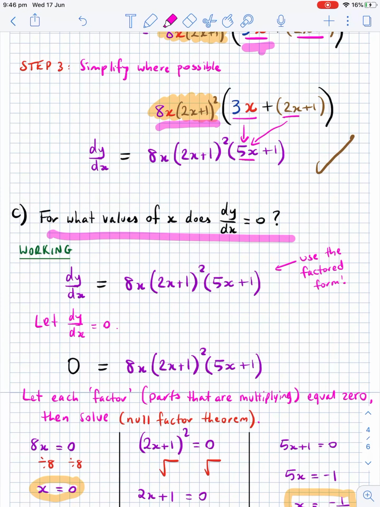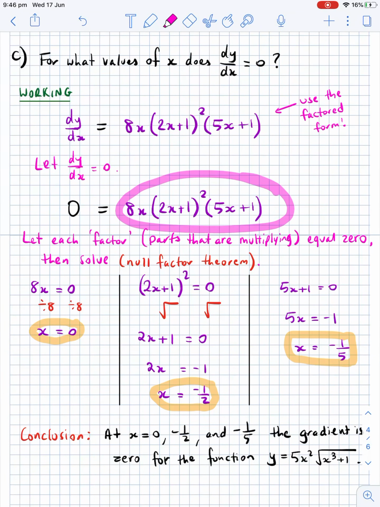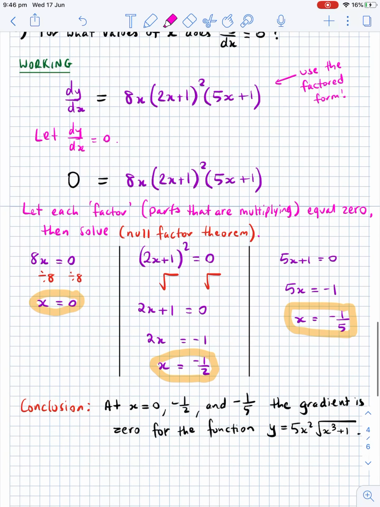Question C, for what values of x does our derivative equal 0? When is our gradient equal to 0? Or when is our function flat? Because that's what a gradient of 0 is. So the idea is we want to let this factored form equal 0. And then we solve this equation. Because it's in factored form, it's really easy to solve for 0. We let each of these factors, the parts that are multiplying, equal 0. And then you solve for x.